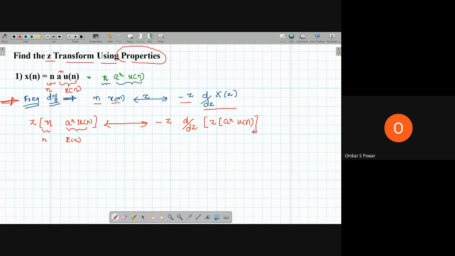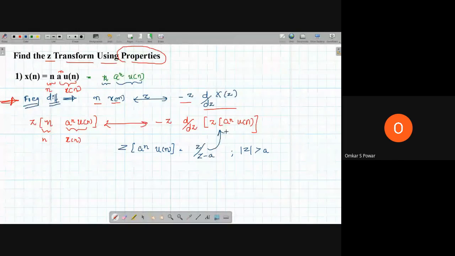In the last two classes, I derived this one. The Z transform of a power of n u of n is nothing but z by z minus a, provided mod z is greater than a. So now we know this Z transform of a power of n u of n. Let us substitute here and we will get our answer. Minus z d by dz of z by z minus a.